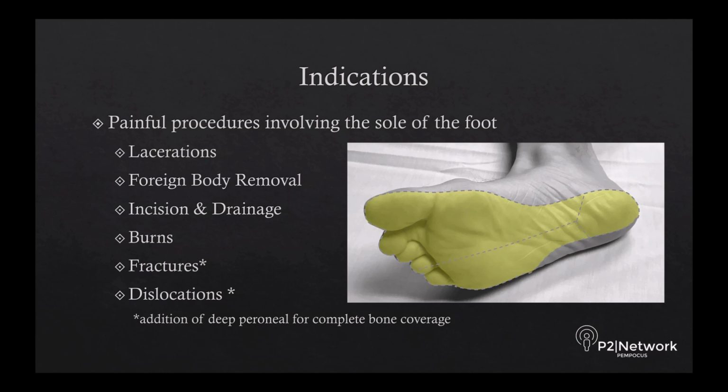One caveat to fractures and dislocations is to keep in mind that the bony osteotomes of the foot typically involve two nerves for innervation, and so in addition to the posterior tibial nerve, to get full anesthesia for a fracture or dislocation, you're likely going to need to block the deep peroneal nerve as well.